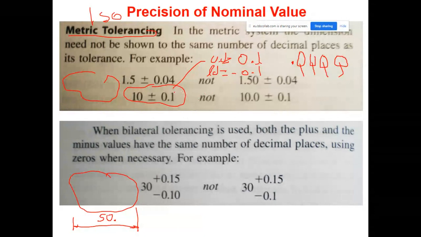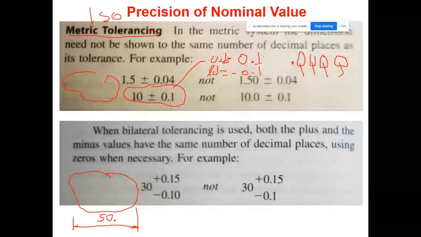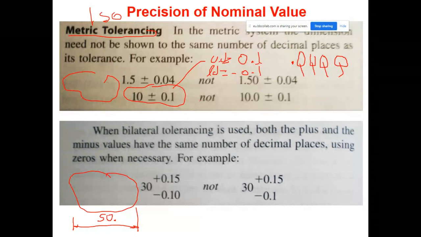ISO says that if deviation starts from the tenths, then show the nominal value as integer. Example, you see 0.1. Deviation just starts from tenths. So writing the nominal value, show it as integer.